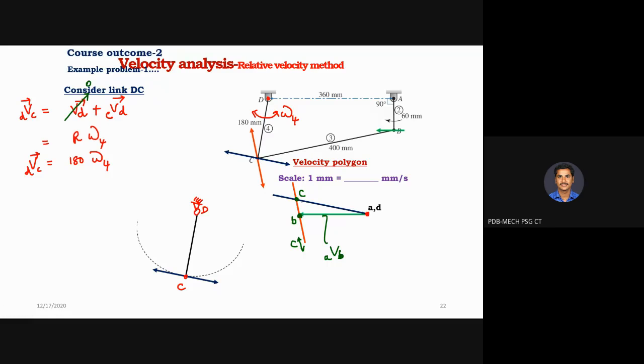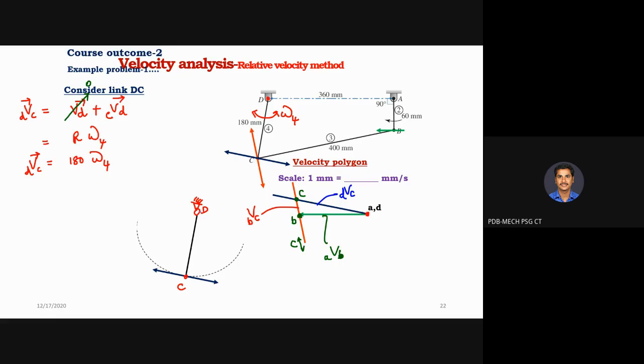Now what is this red color vector indicating? Velocity of C with respect to B. It is a relative velocity because B is also a moving point. Now tell me what this blue color is indicating. Velocity of C with respect to D. Correct. Please try to understand what we have proceeded.